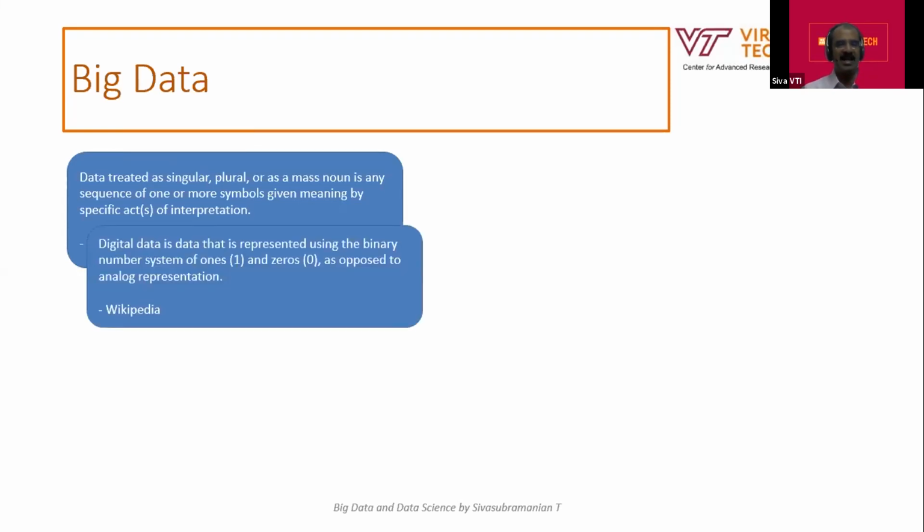What is digital data? Digital data is data that is represented using the binary number system of ones and zeros as opposed to analog representation. I don't think I need to explain what is analog and what is discrete, because you're all engineers and you would be fresh with this knowledge. Anything represented in the form of zeros and ones is the only thing that any computer will understand. That is digital data in a binary system, and any data represented in a digital form is called digital data.